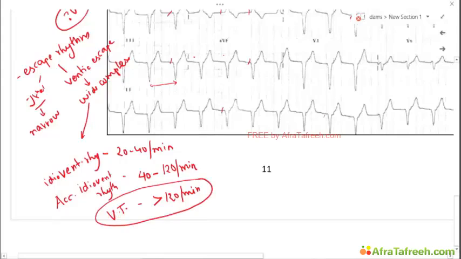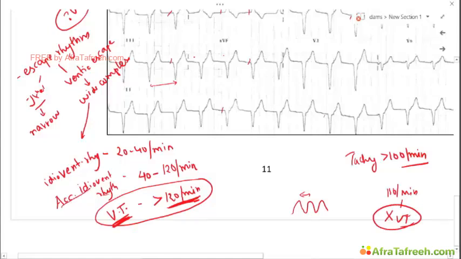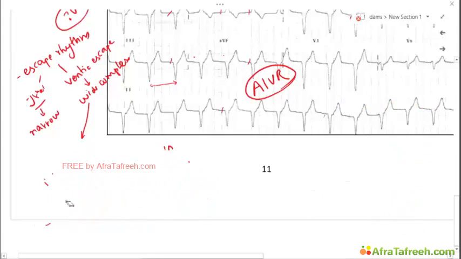This is an important point to note. Though tachycardia by definition is more than 100 beats per minute, to define it as ventricular tachycardia, the wide complexes should occur at a rate of more than 120 beats per minute. Even if it is 110, it does not qualify for VT. It qualifies for something else, like an accelerated idioventricular rhythm, also known as AIVR. Okay, so this patient probably has an AIVR, that is accelerated idioventricular rhythm, or just an accelerated ventricular rhythm.